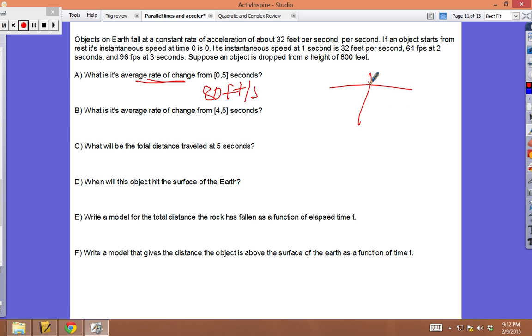So 4 times 32 gives you 128, and 5 was 160. So the average speed between 4 and 5 seconds is faster than 128, slower than 160. It's right in the middle.